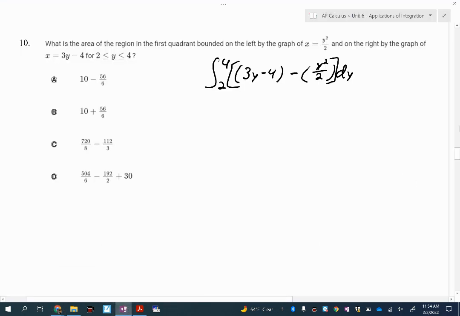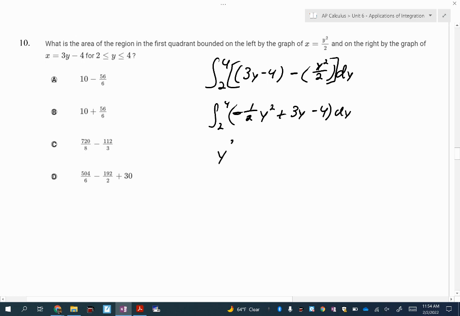Okay, so now I'm ready to clean this up just a little bit. You don't have to put it in this order. I just like to put it usually in my standard form. So negative 1/2 y squared plus 3y minus 4. All right, so let's find the antiderivative.